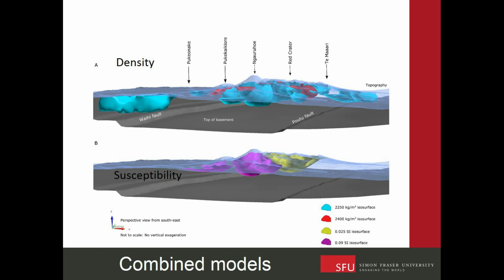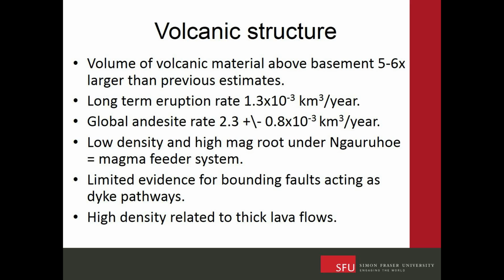And then here, the low density in this red here corresponds with this low susceptibility region here, relating to the hydrothermal system. So some things we can talk about in terms of volcanic structure.